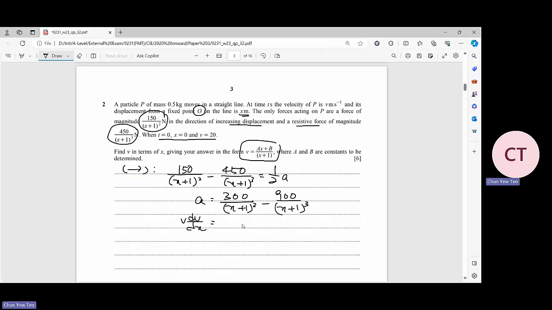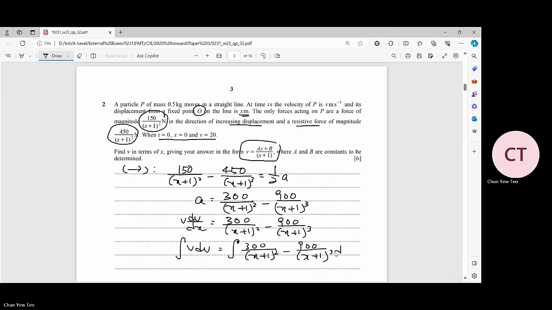Okay, that would be nice enough. Then this one, just write down 300 over (x+1)^2 minus 900 over (x+1)^3. Then your v dv, you integrate v dv, it will be the same as integrating 300 over (x+1)^2 minus 900 over (x+1)^3 dx.